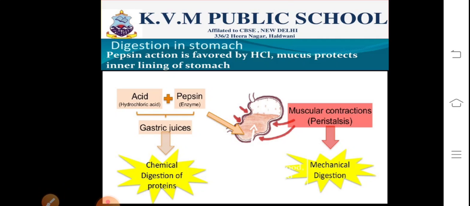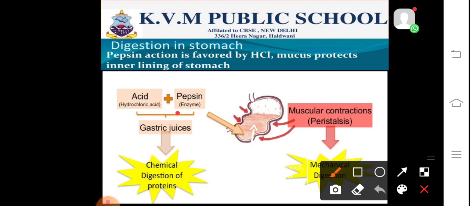So pepsin is present in the zymogen form in the body, that is in the form of pepsinogen. When the acidic conditions develop in the stomach by secretion of HCl, that is when the pH becomes 2.2, pepsinogen gets activated to form pepsin, and it helps to convert the proteins into peptides and peptones.